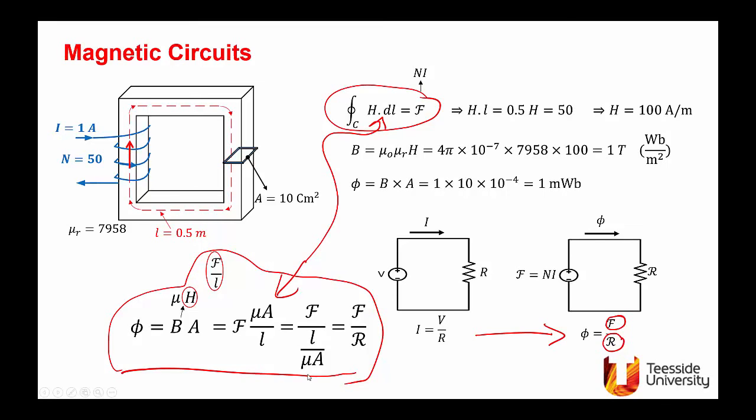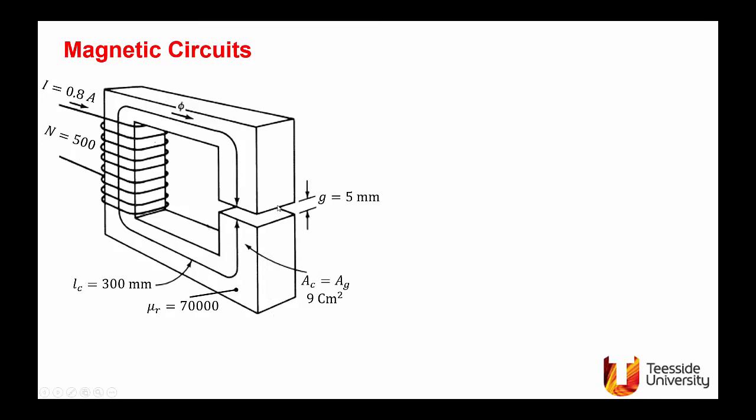Now we consider a core as shown, but I cut a small air gap. The air gap is 5 millimeters compared with the flux path in the iron, which is 300 millimeters, just to show that this is very small. But let's see what effect this small air gap has on the value of the flux.